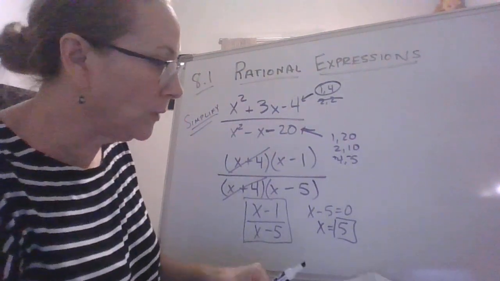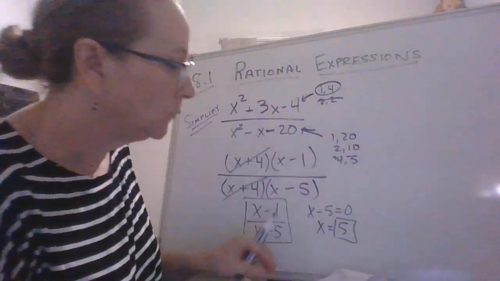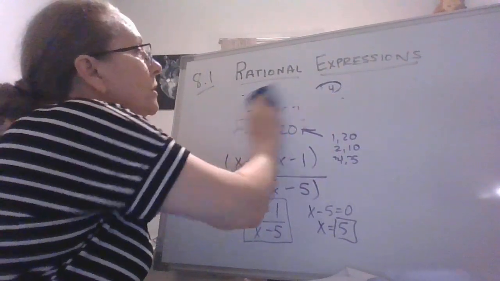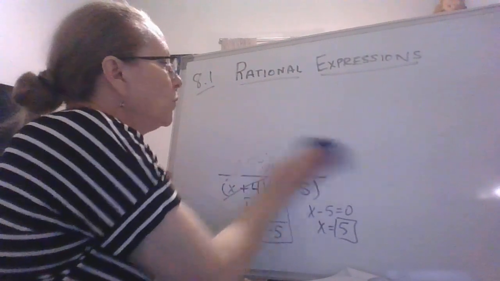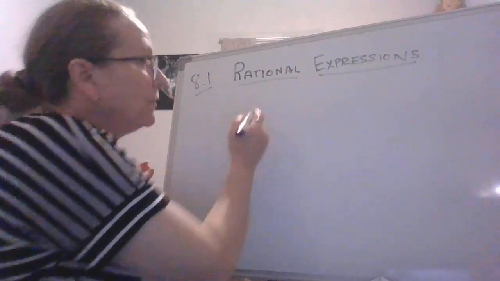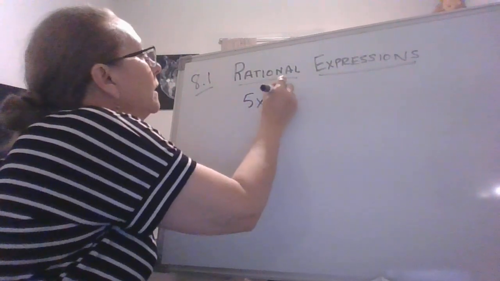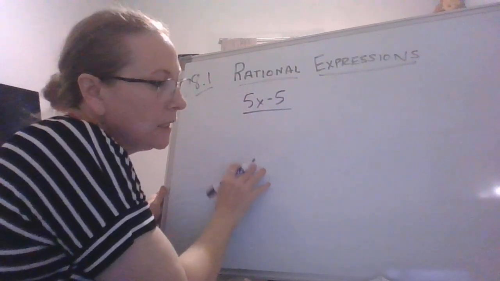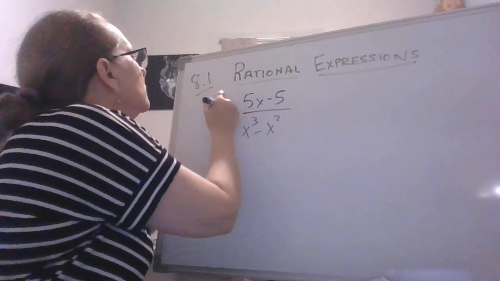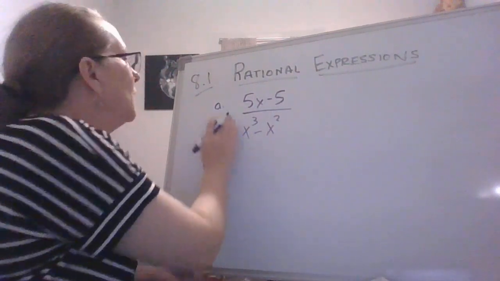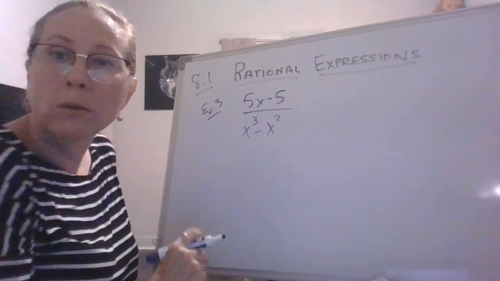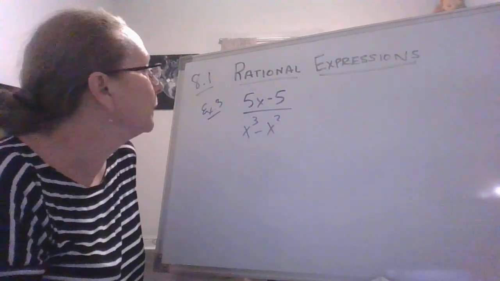All right, moving to another example. We have 5x minus 5 over x cubed minus x squared. Again, we're simplifying a rational expression. So this is example 3, just in case you were following along in the notes. At this point, we're on example 3.